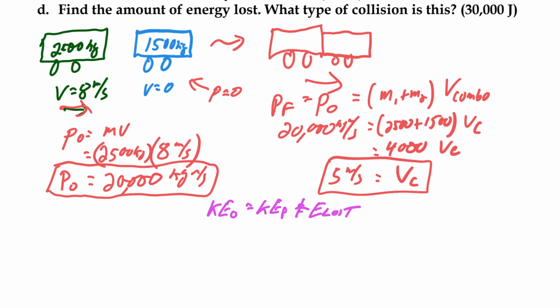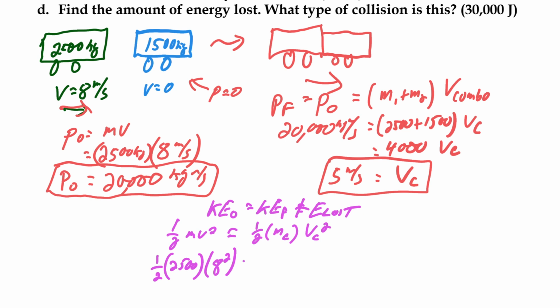So to find that, we just do our kinetic energy equation, right? 1/2 mv squared. And then we'll say that's equal to 1/2 mv squared, but this would be the combined mass and the combined velocity afterwards. So before the collision, only one car has kinetic energy, that's the 2500. The other car has none, right, because it's not moving. So that's going to be 1/2 times 2500 times 8 squared. Then afterwards, remember, their masses are combined, so the total mass is 4,000, and then the velocity here was 5 that we just calculated.